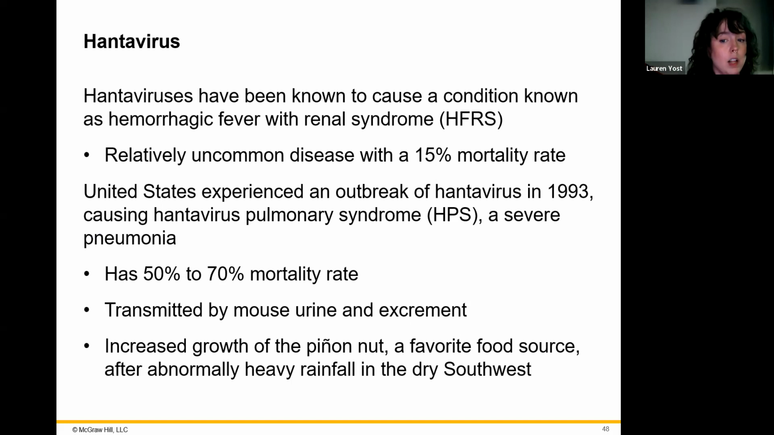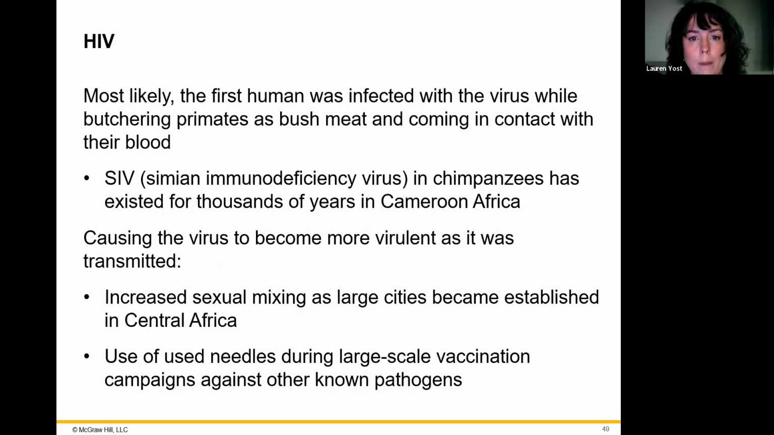That's nuts. It's their mice pee and poop, and it dries, and then you sweep it up, and then you get it. This is in the United States. This is in the Southwest. So we're talking about like Arizona and New Mexico area.